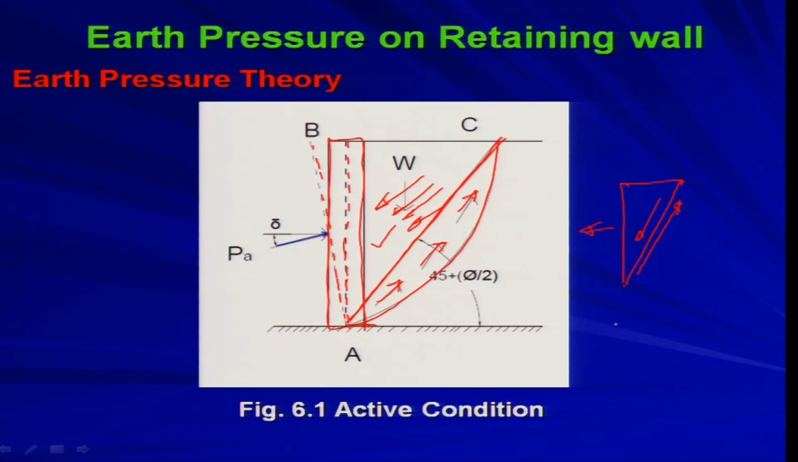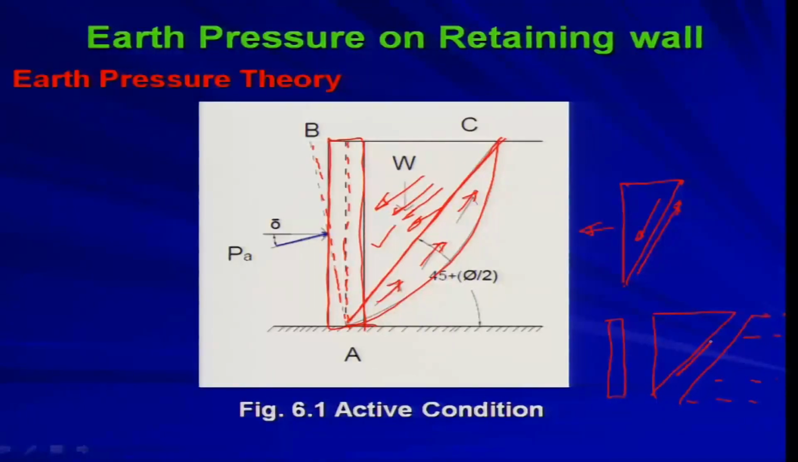Now if you look at the wall, this is the wall, this is the backfill wedge which is failing, and this is the soil at rest condition. These are free bodies. If you try to show the resistance, the wedge will try to move towards the wall, so the resistance will be in this direction, whereas the resistance on the soil under rest condition will be like this.